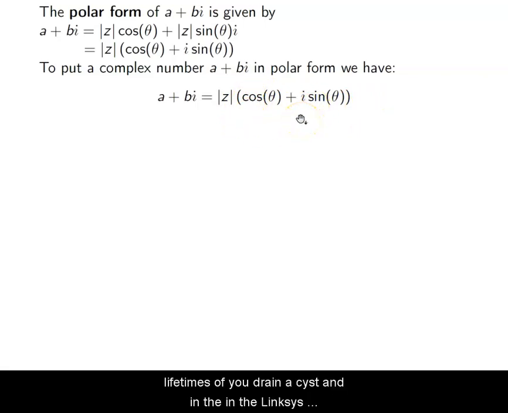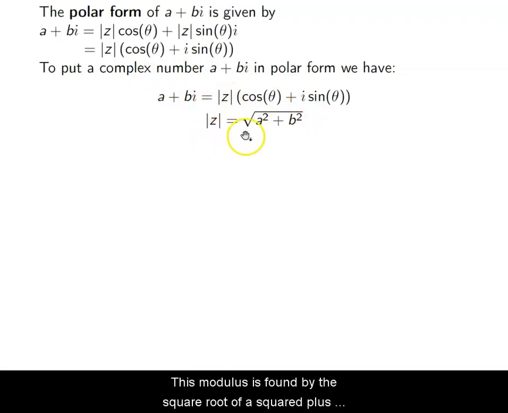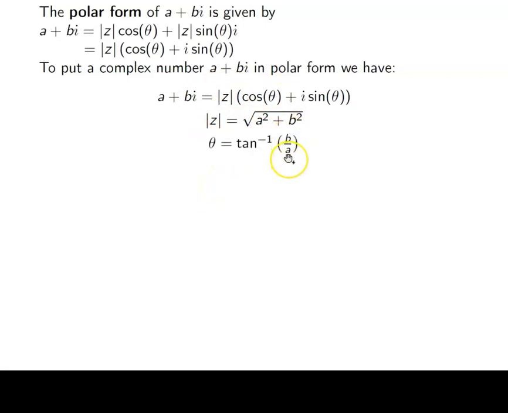If you want to use that notation, that's fine. A lot of times they'll be written as cis and then the angle: the length, cis, angle. That's a short notation for it. I'm okay with that if you decide to use that in this class. However, I will not be using it. Again, this is the polar form. This modulus is found by the square root of a squared plus b squared, and theta is found by tan inverse of b over a. So these three things are how we relate these complex numbers to their polar form.